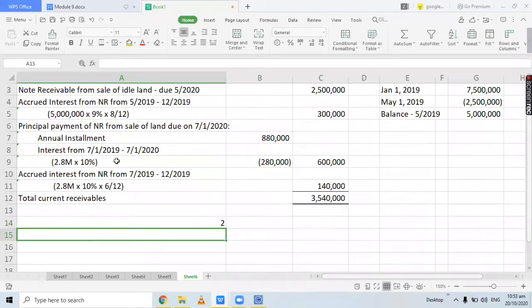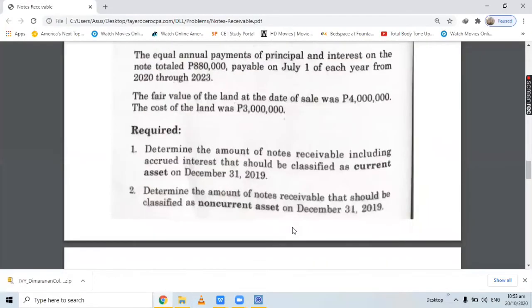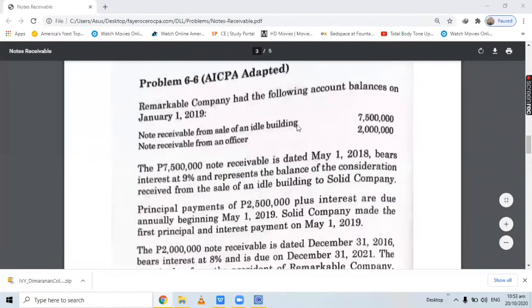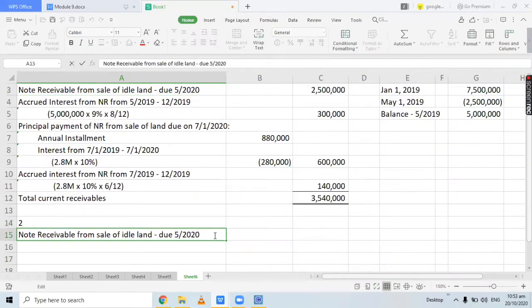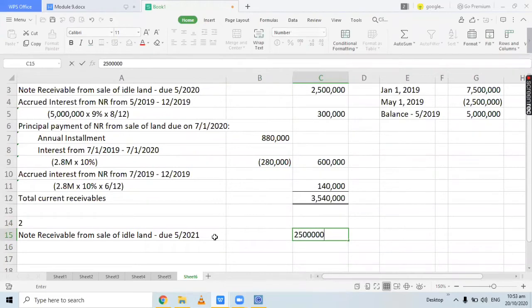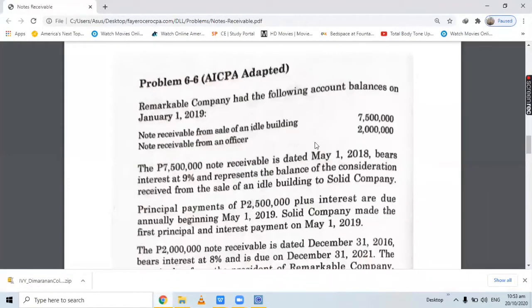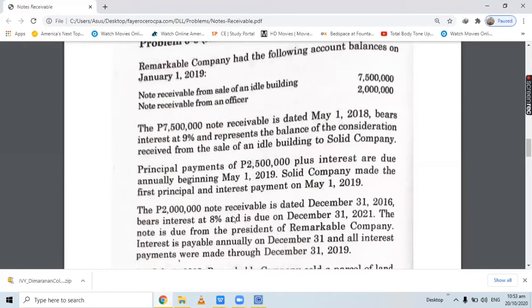And then on requirement number 2, determine the amount of notes receivable that should be classified as non-current asset on December 31, 2019. Yeah. So first, of course, the note receivable on sale of idle building, the non-current portion, we are going to classify it as non-current receivables. Kasi due siya on May 2021. 2.5 million. What else? Note receivable from an officer we identified earlier, diba? That it is long-term note. It is due on 2021 as well.